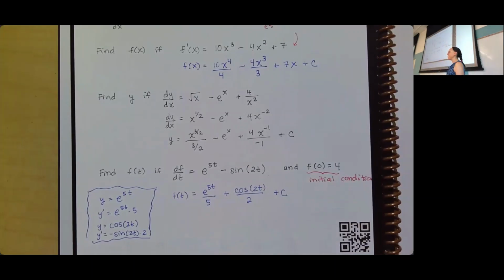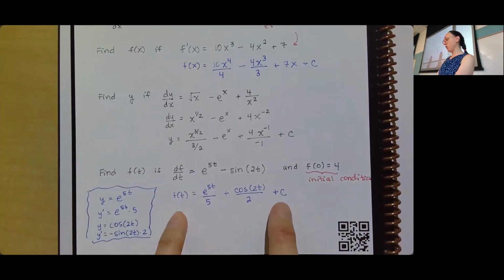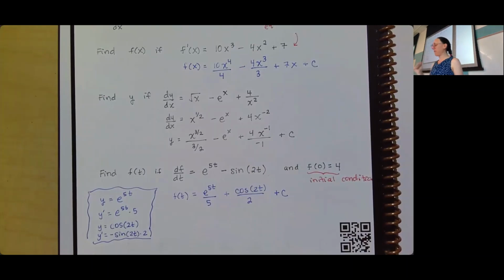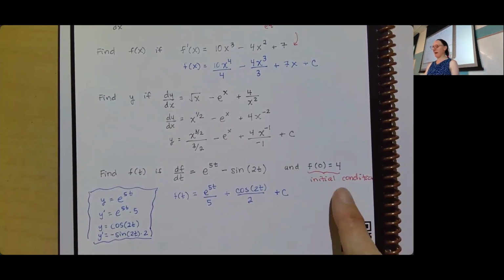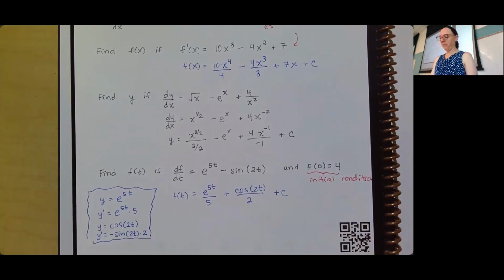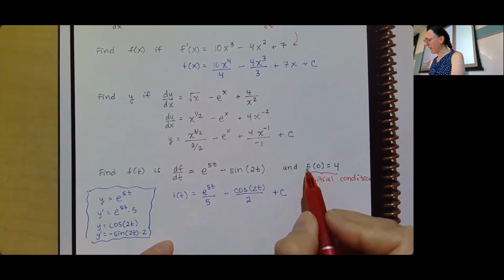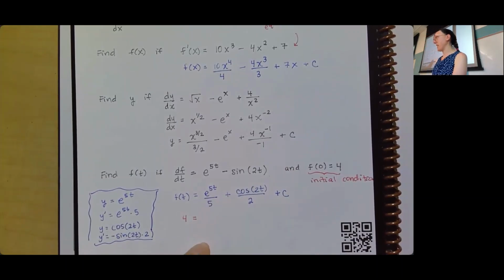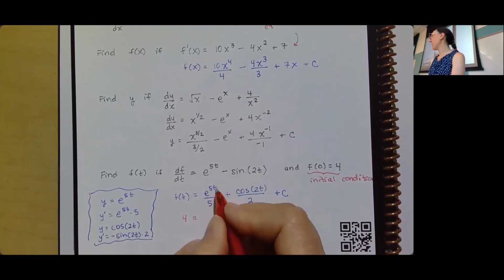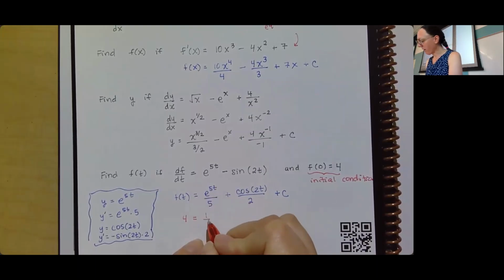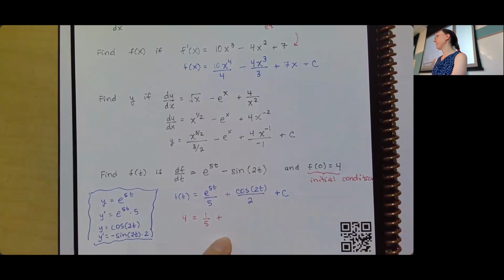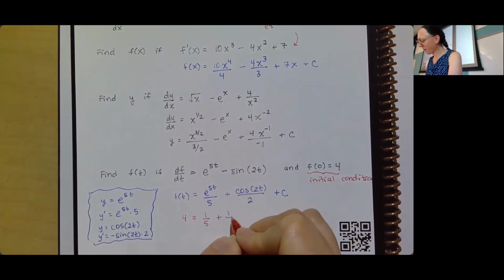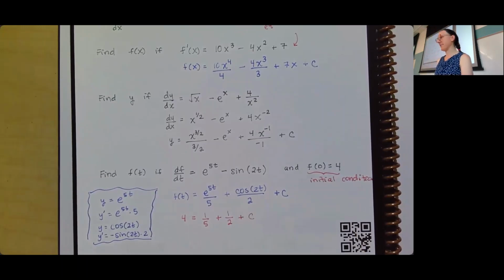Now, what that initial condition is telling us is here's our generic family of functions whose derivative is e to the 5t minus sine of 2t. But we're looking for the specific one and the specific constant that matches this initial condition. Now comes the algebra part. So if I need f of 0 to be equal to 4, then my y value should be 4 when I plug in 0 for t. What's e to the 0? So I would have 1/5 plus, how about cosine of 0? Also 1. So I would have 1/2 plus that constant is equal to 4.